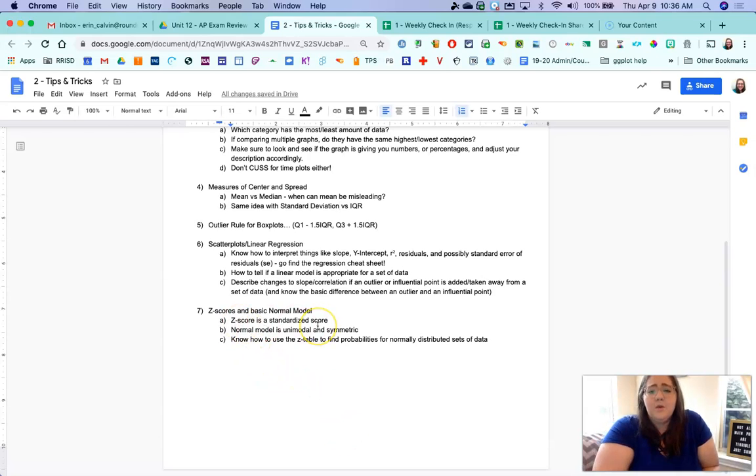So just knowing that a z-score is also known as a standardized score and how to find it. So z equals the observed value minus the mean divided by the standard deviation. And knowing that z-score represents the number of standard deviations above the mean. And then knowing your normal model is unimodal and symmetric. The actual normal model, which has an actual equation, is perfectly unimodal and symmetric. And then knowing that you can use your z-table to find probabilities for normal distributions or approximately normal distributions.